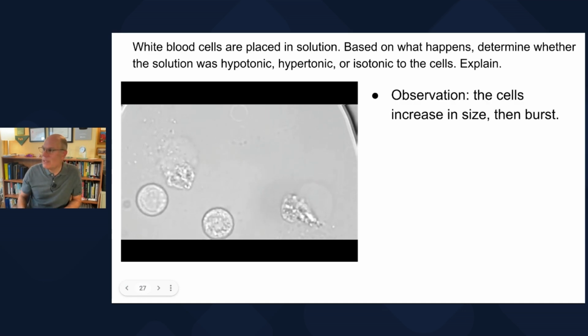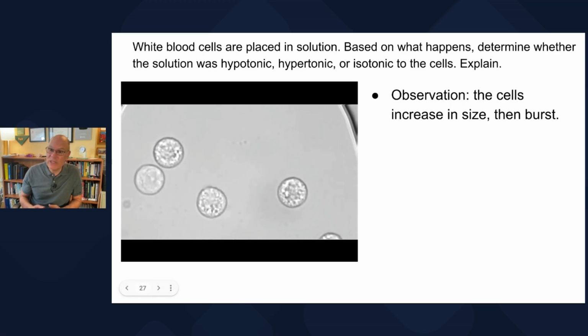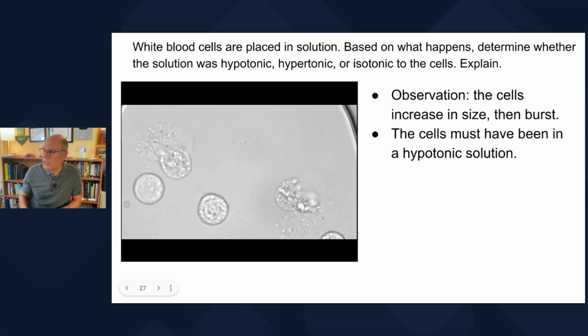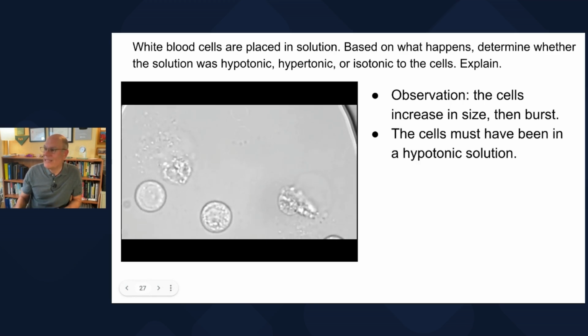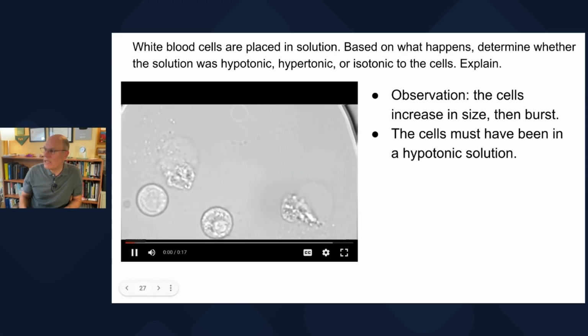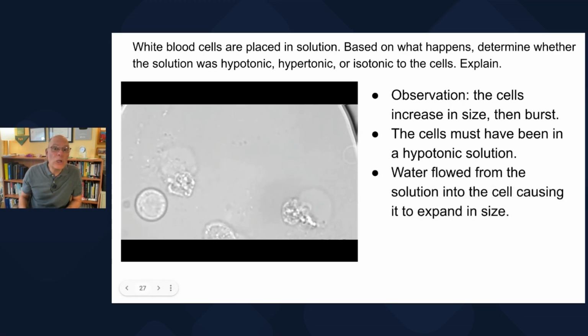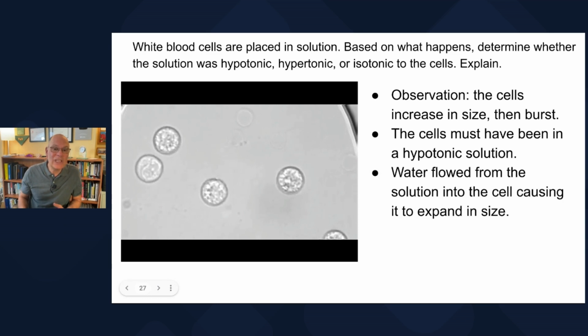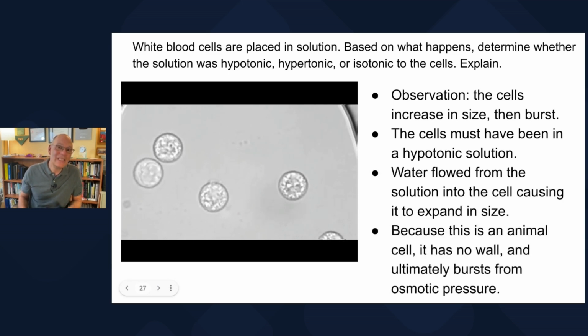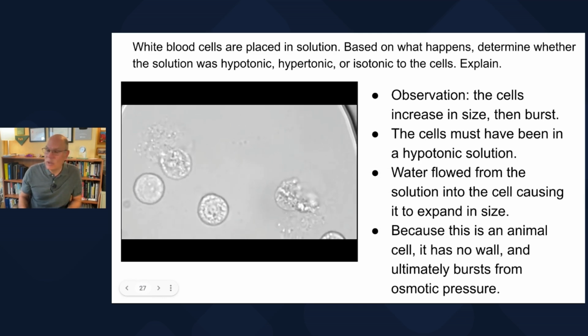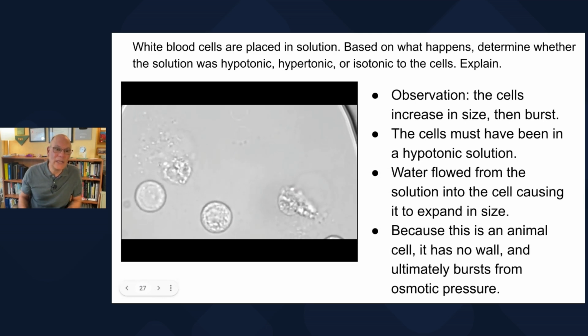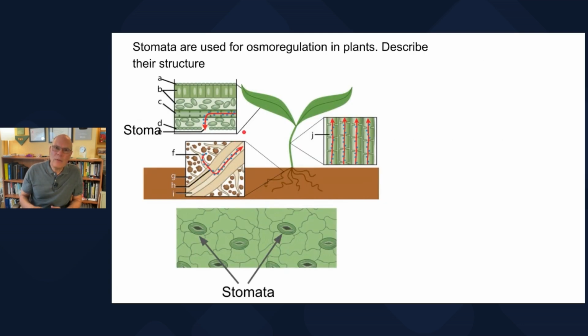Well, what had to happen here? The cells increase in size and then they burst. The cells must have been in a hypotonic solution. Water flowed from the solution into the cell, causing it to expand in size. And because this is an animal cell, it's a white blood cell, there's no wall, and ultimately the cell bursts from osmotic pressure. We're now going to move on to some osmoregulatory features of plants.